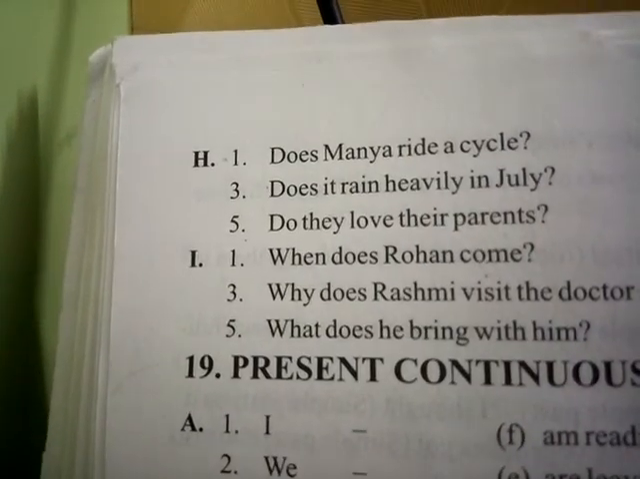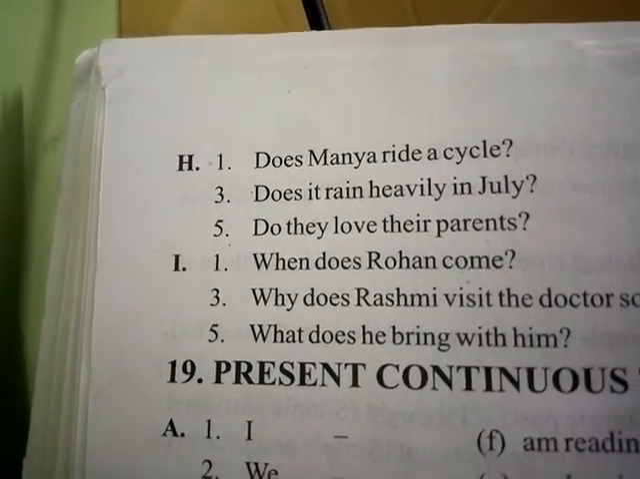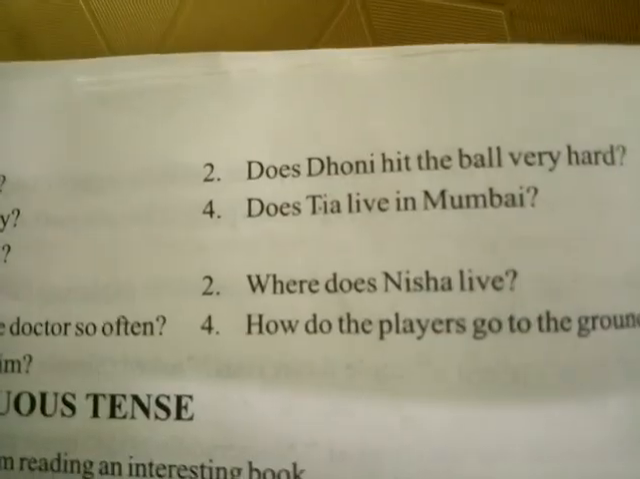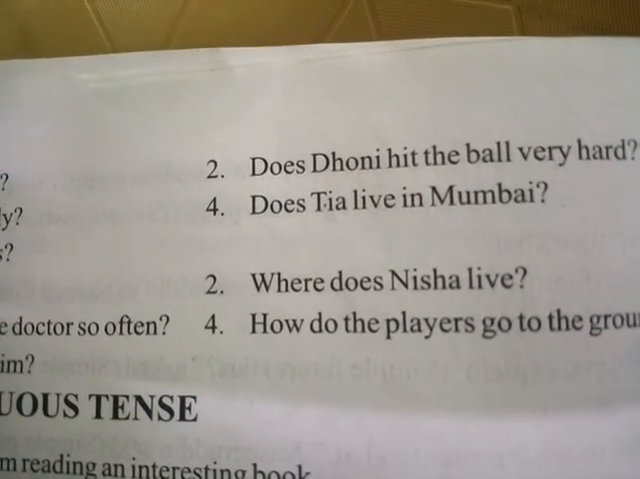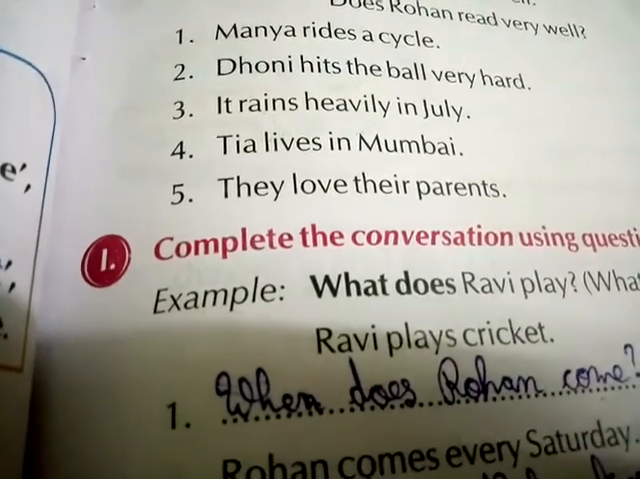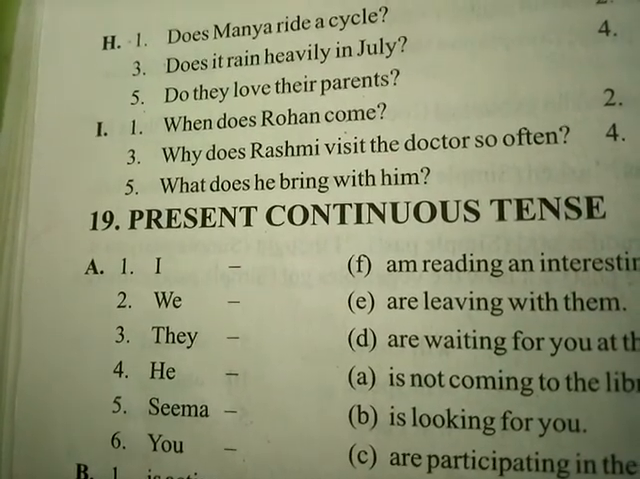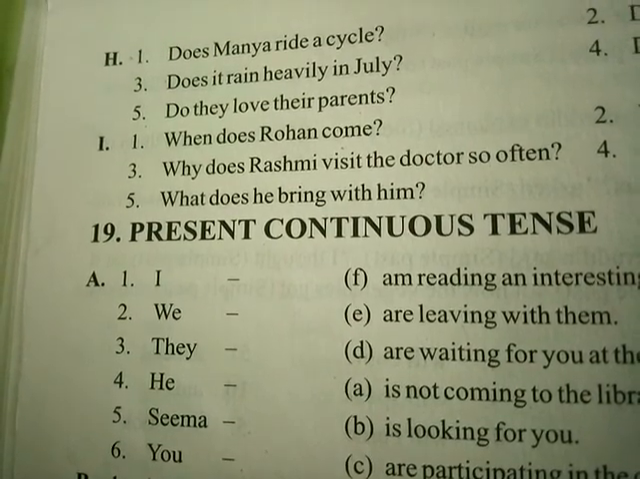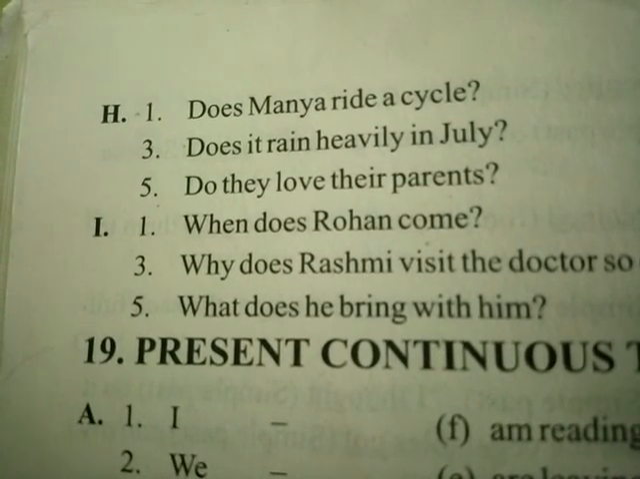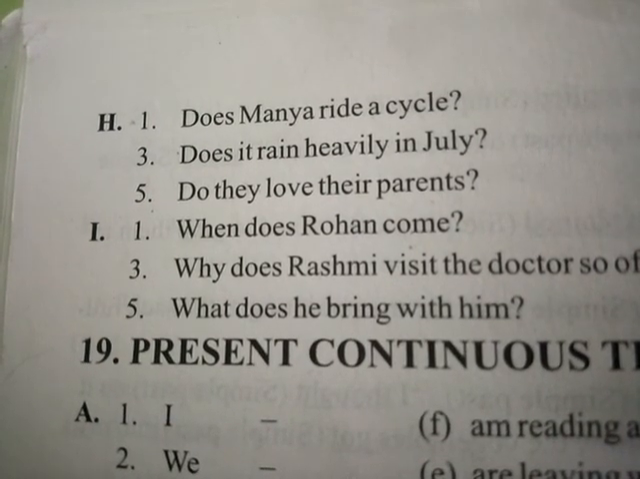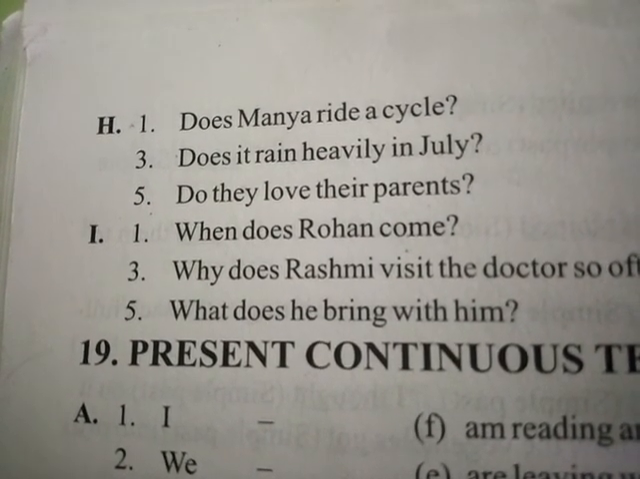Third number, it rains heavily in July. Third number answer, does it rain heavily in July? Fourth number, Tia lives in Mumbai. Fourth number answer, does Tia live in Mumbai? Fifth number, they love their parents. Sorry, fifth number answer, do they love their parents?